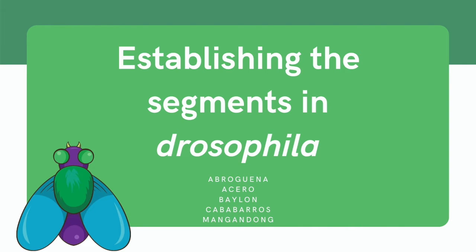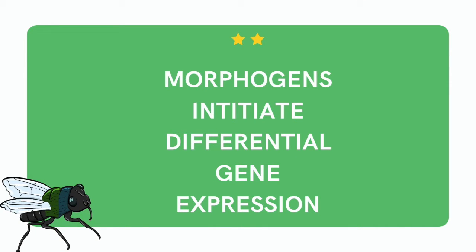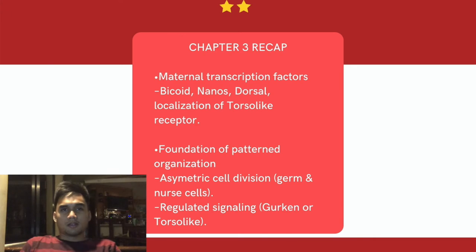Establishing the segments in Drosophila. Morphogens initiate differential gene expression. As we recall in our discussion in Chapter 3, different maternal transcription factors and signaling pathways have an impact on the establishment of the body axis of our fruit fly. The bicoid, nanos, dorsal, and the localization of the torso-like receptor all have an impact on the establishment of the body axis of a fruit fly.